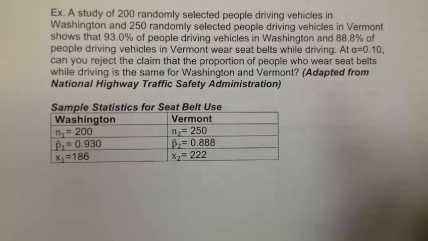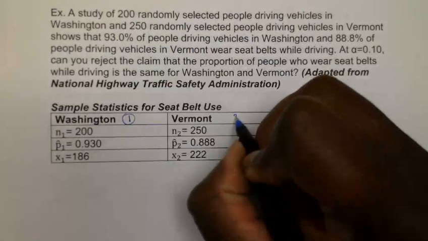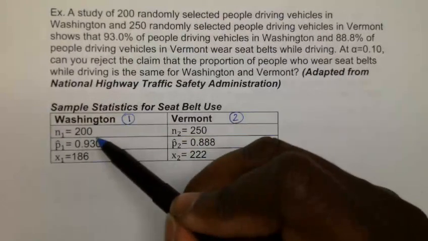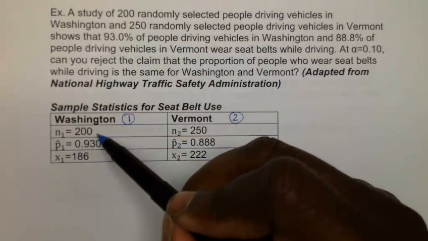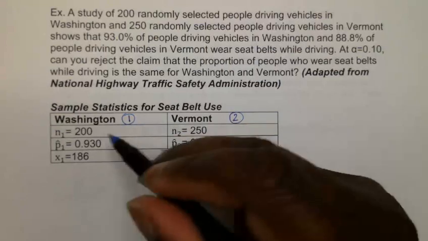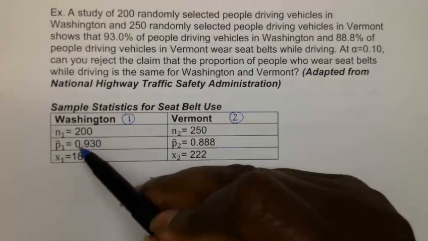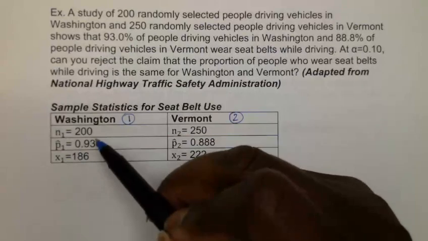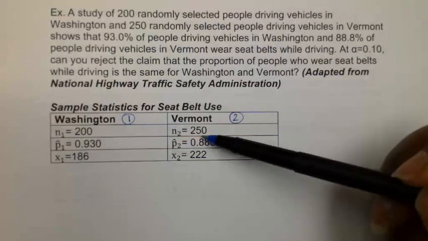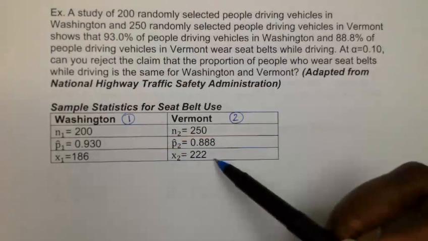All right, so we have Washington, we have Vermont. Washington is going to be our 1, Vermont is going to be our 2. Notice they give us n of 200 and n of 250 for Washington and Vermont, respectively. They also gave us p: p1 is Washington, p2 is Vermont. They didn't really give us the x.